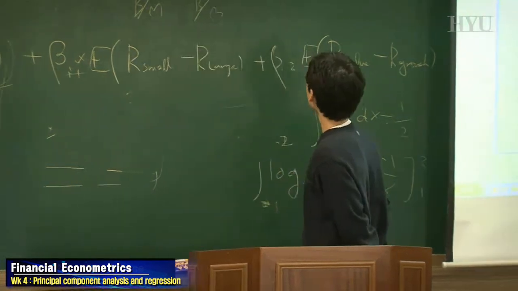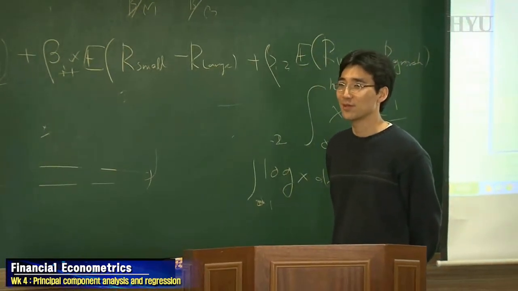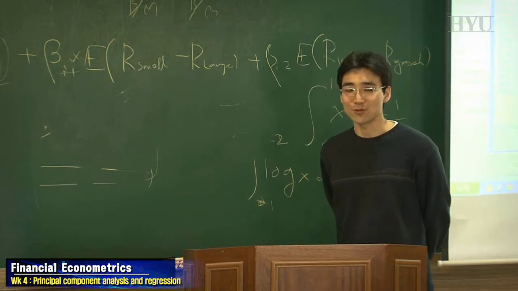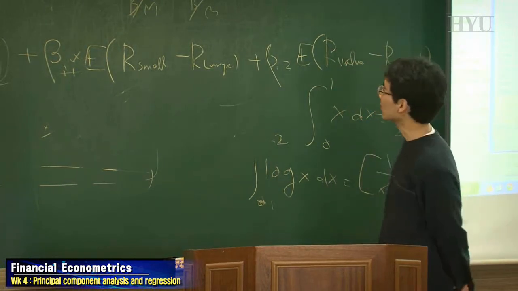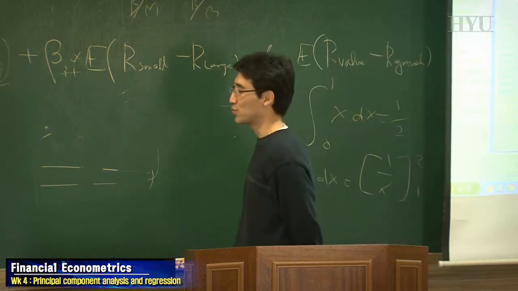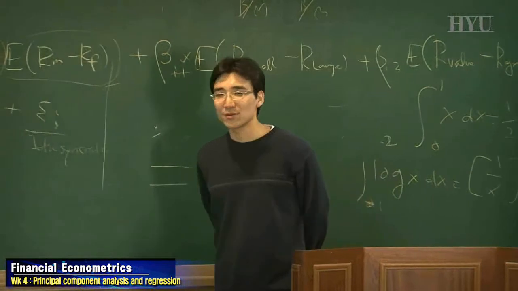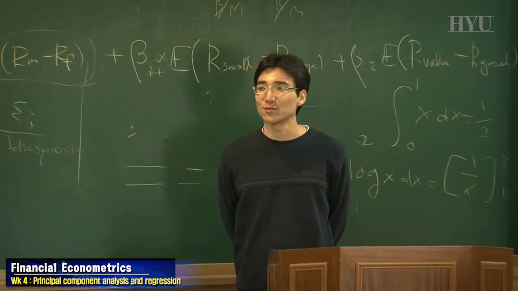So anyway, HML is the high book-to-market ratio firms minus low book-to-market ratio firms in terms of excess return. So it is the excess return of the portfolio composed of high book-to-market ratio firms minus the portfolio return from the low book-to-market ratio firms.